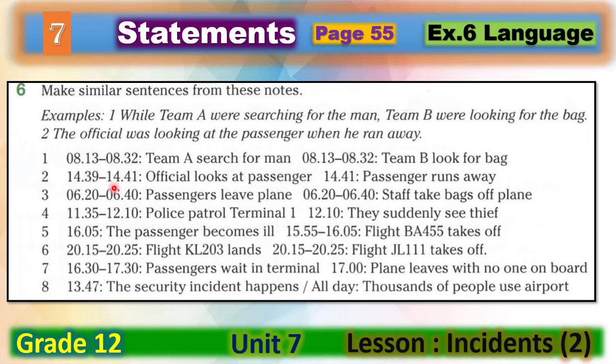Let's read first number 1. From 8:13 to 8:32, Team A search for man. From 8:13 to 8:32, Team B look for bag. What do you think? Two situations were in progress. So while Team A were searching for the man, Team B were looking for the bag.